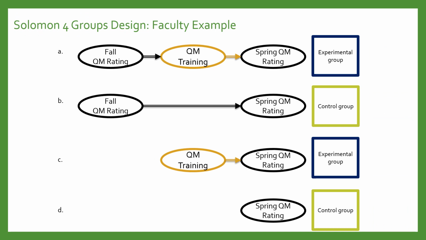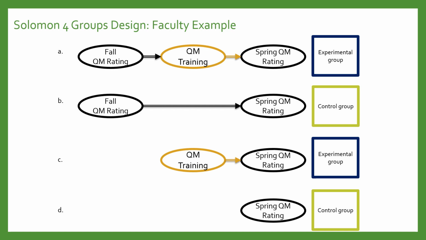So now let's take a look at an example of a Solomon four groups design with some actual variables. This example is close to home for me because I am a faculty member who recently became certified in Quality Matters instruction, and I actually went through Quality Matters training, which is designed to help faculty members put together really good online courses that are engaging and easy to navigate and include some interactive components. So in this case, the independent variable is the Quality Matters training. That's what's being manipulated. And the dependent variable is the ratings on a Quality Matters rubric for faculty members' classes.